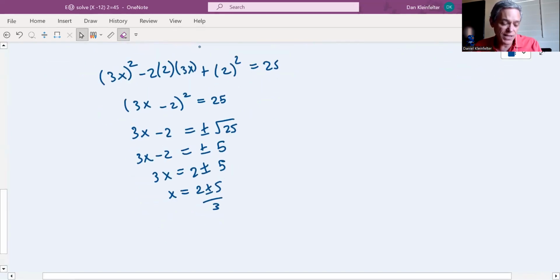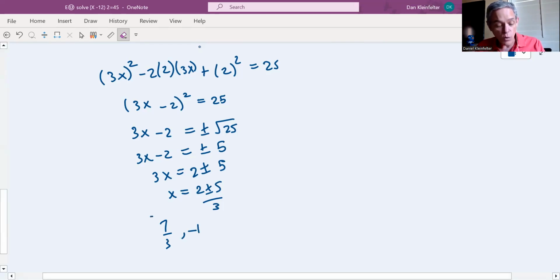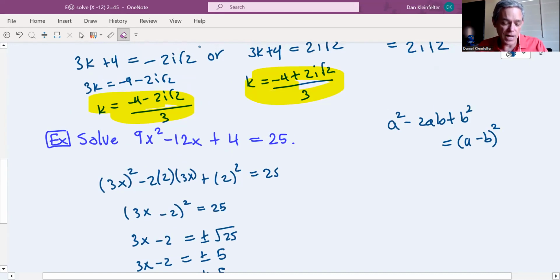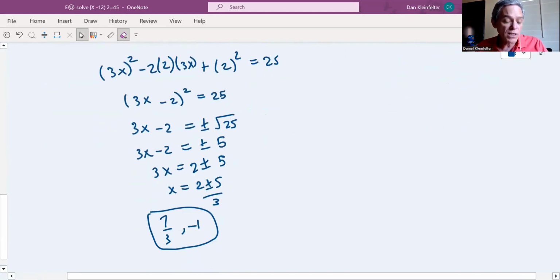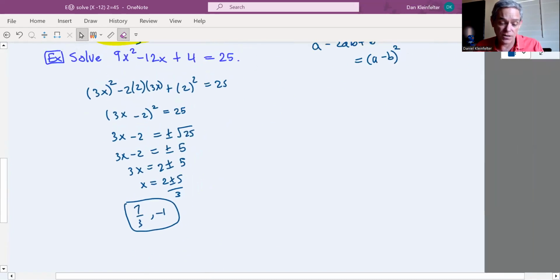So this one's kind of neat because we end up with rational number solutions. Let me write them both down. I'll take the plus first. 2 plus 5 is 7. That would give us 7/3. 2 minus 5 is -3. -3 over 3 is -1. When you get rational number solutions, like happened here, that means that you could have factored it in the first place.